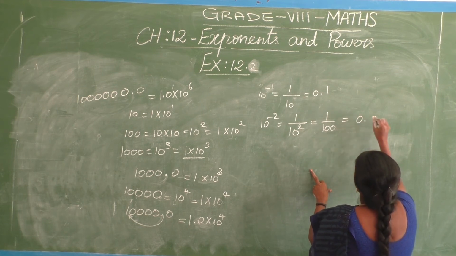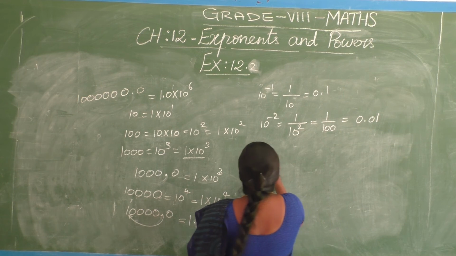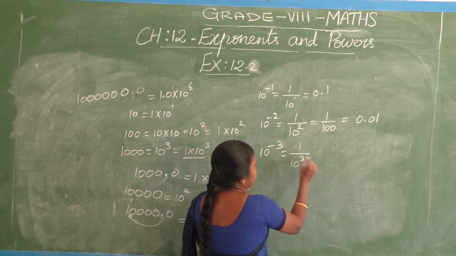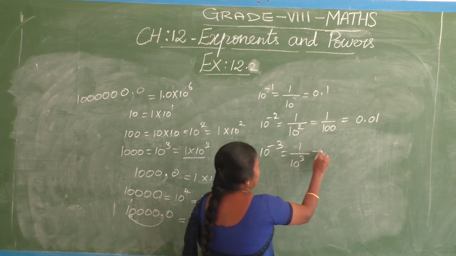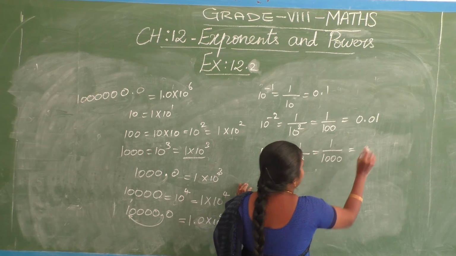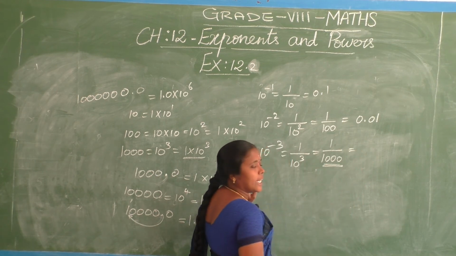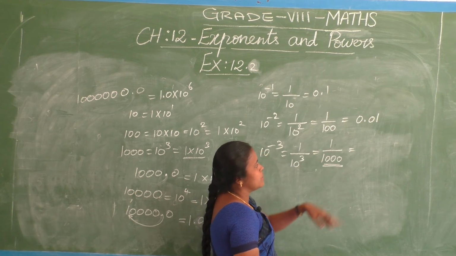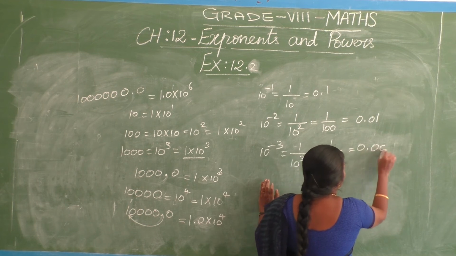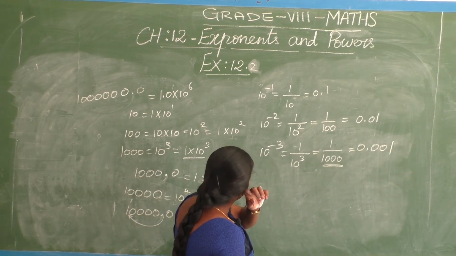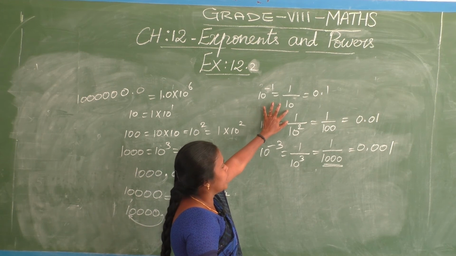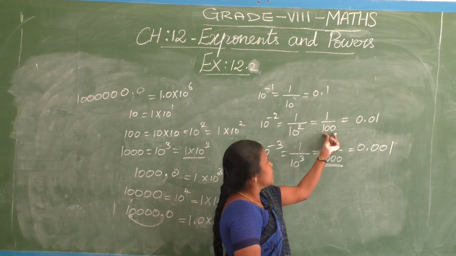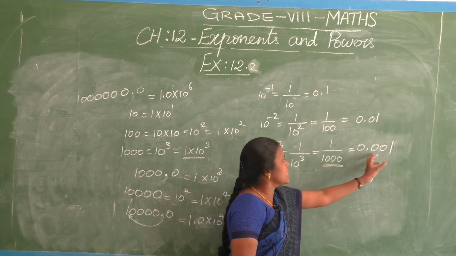So 0.01. 10 cube, clear? 10 power minus 3 is 1 by 10 power plus 3, that means 1 by 1000. 1000 has 3 zeros in the denominator. What is the decimal expansion? 0.001. Just observe what I did. In the denominator, 10 means 1 decimal place, 2 zeros means 2 decimal places, 3 zeros means 3 decimal places.